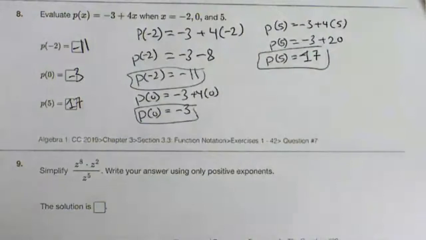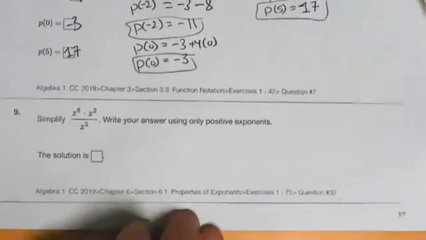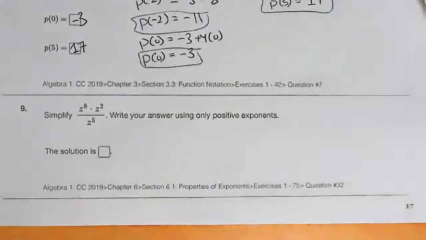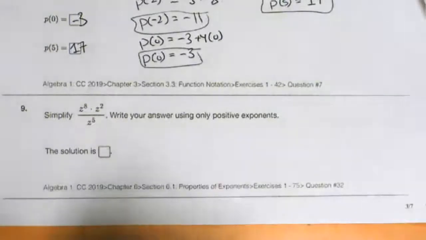On a similar note is simplifying on number 9. Now, number 9 is, quite frankly, completely unrelated to number 8, but let's go ahead and take a look at it. So on number 9, we have z to the 8th power times z to the 2nd power divided by z to the 5th power. And we're asked to rewrite this using only positive exponents. And what we need to do is apply our product and quotient rule. Now, product means multiplication. So that means we need to look at z to the 8th times z to the 2nd. And we need to write that as a positive exponent.